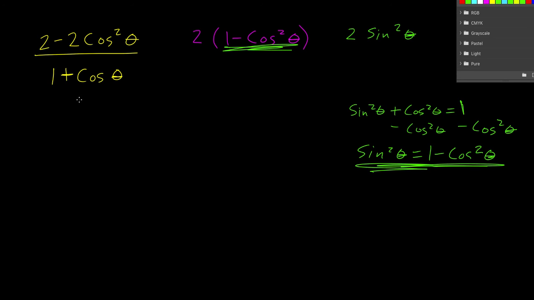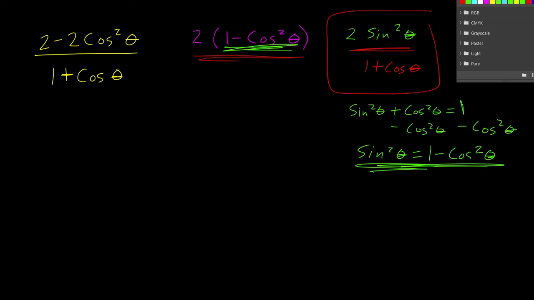Now the bottom, we have 1 plus cosine theta, and interesting, I think we could approach it differently. So if we do 1 plus cosine theta right here, that's one version of our answer, but we can actually take this, if we step back to this one, we have 1 plus cosine theta under this.